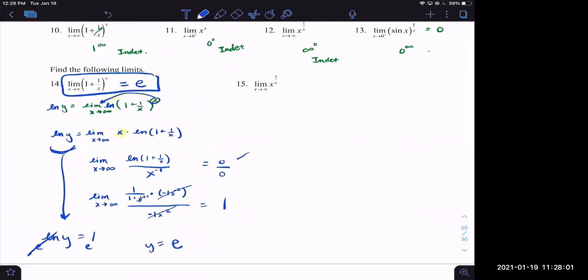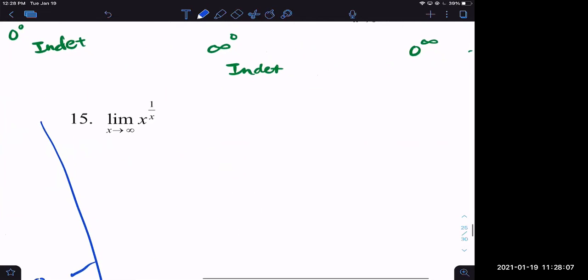Okay, so one more example that's kind of long like this, and then the last couple go really fast. If we plug in infinity, always check to make sure it's one of these indeterminate forms. If we plug in infinity, we have infinity to the 0 power, which is an indeterminate form. So we know we have to investigate further.